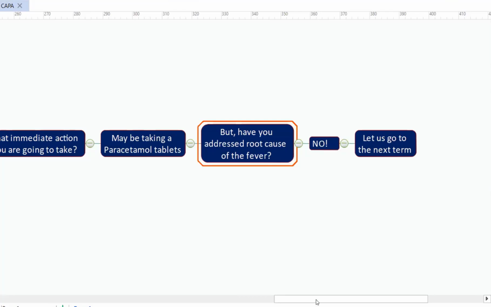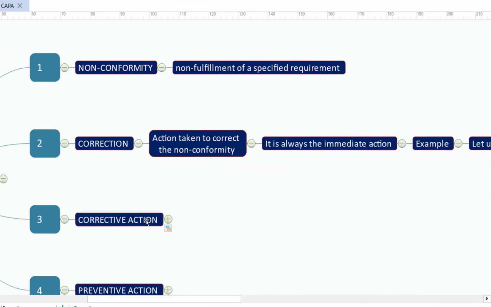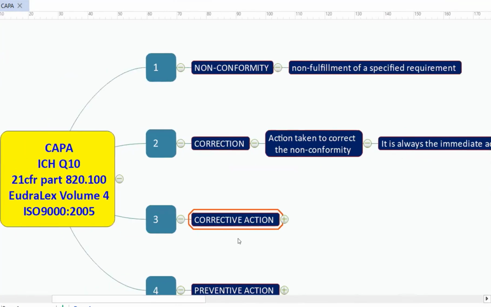The paracetamol tablet was a correction, but you don't want the fever to continue for the next day and the day after. And how to address that fever? This is explained in the second term that is called a corrective action. Now, can I address the fever just by taking medicines? Understand. To address the fever, I must understand what is the reason behind this fever. Then I can take the appropriate medications.